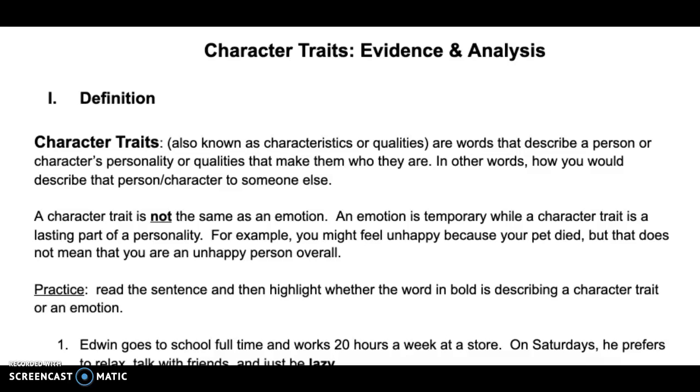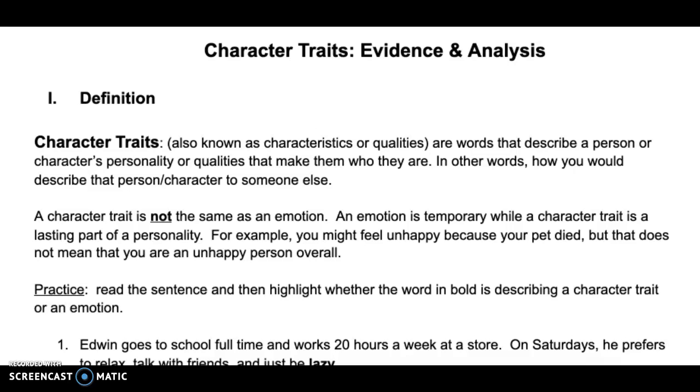The first step is to give the definition of what character traits is. So, character traits, also known as characteristics or qualities, are words that describe a person or character's personality or qualities that make them who they are. So you're going to write the word personality where it says response. In other words, how would you describe that person or character to someone else?